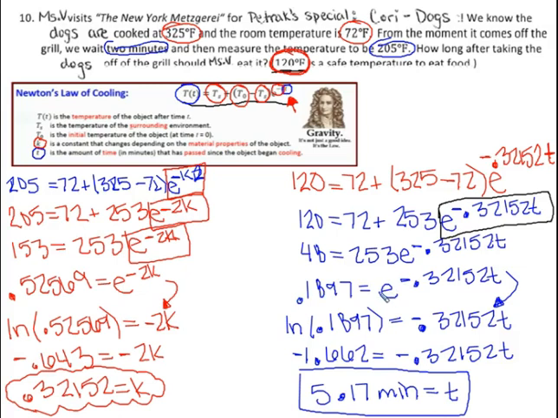With a base of e, we can have a natural log of 0.1897, and that should equal our exponent, what we have right here. So the natural log piece, you may have to use your calculator to help you figure that out. And once you get that number, you can divide this coefficient of negative 0.32152 over to give you roughly about 5.17 minutes. So we've got to wait a little bit more than 5 minutes. That way it is safe to eat this corn dog.